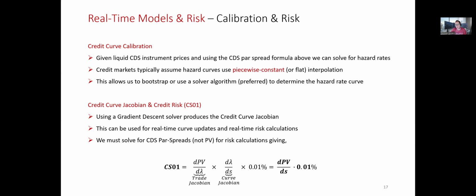So we always want to use the solver algorithm rather than the bootstrap because we get a lot of extra information. Now, the credit curve Jacobian, which is computed, for example, through the Newton-Raphson approach as a byproduct, can be used for credit risk CS01. So using a gradient descent solver will produce a credit curve Jacobian by default. You just have to choose to store it.